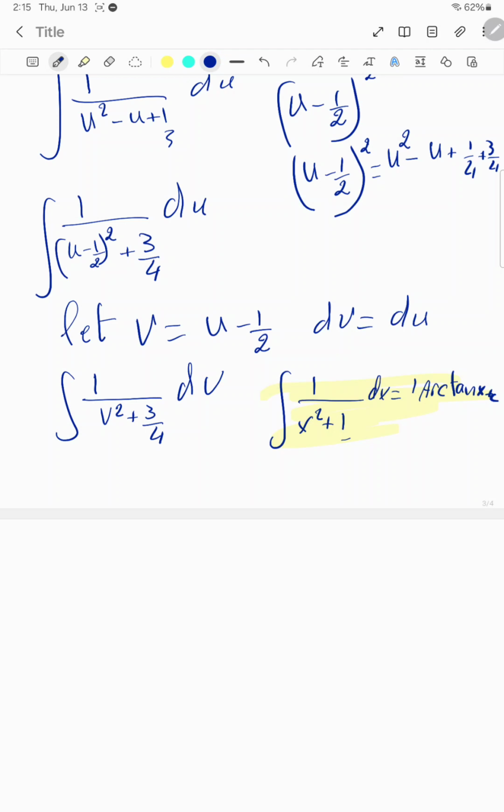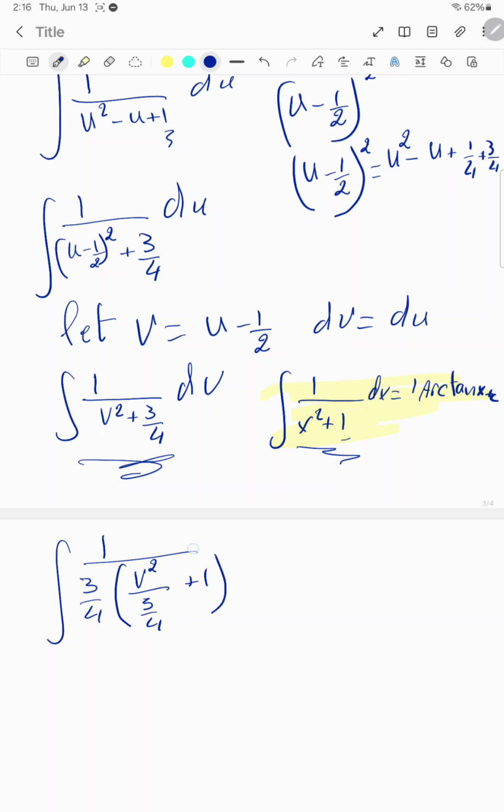So now I want my integral here to resemble this formula. That's easy. I can factor out 3/4 in my denominator. So my integral becomes 1 divided by (3/4 v squared divided by 3/4 plus 1) dv.